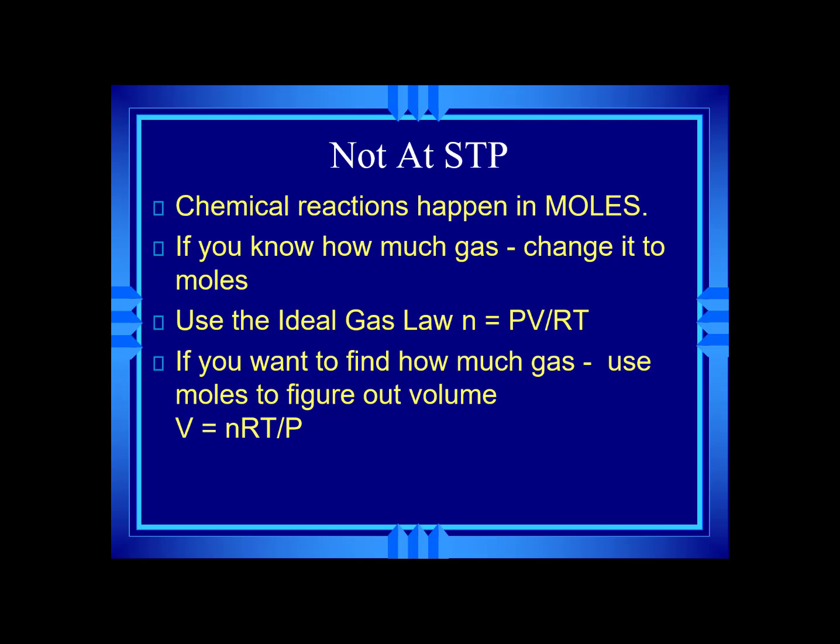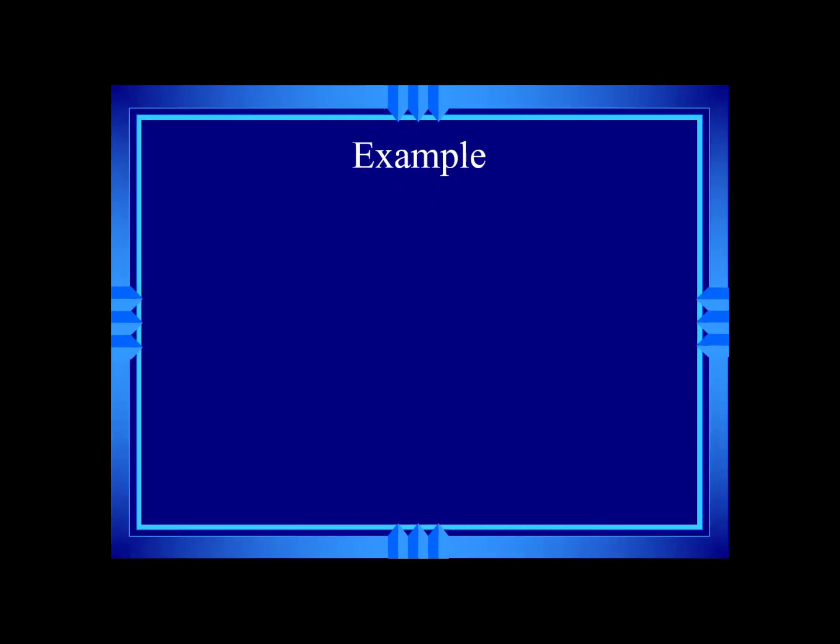So basically the whole idea is you don't get to use 22.4 liters. Any place you'd want to use 22.4 liters, you have to stop and do an ideal gas law problem. So if you start off not at STP, you've got to do an ideal gas law problem. If you end up not at STP, you've got to do an ideal gas law problem. Let's work out a couple examples.